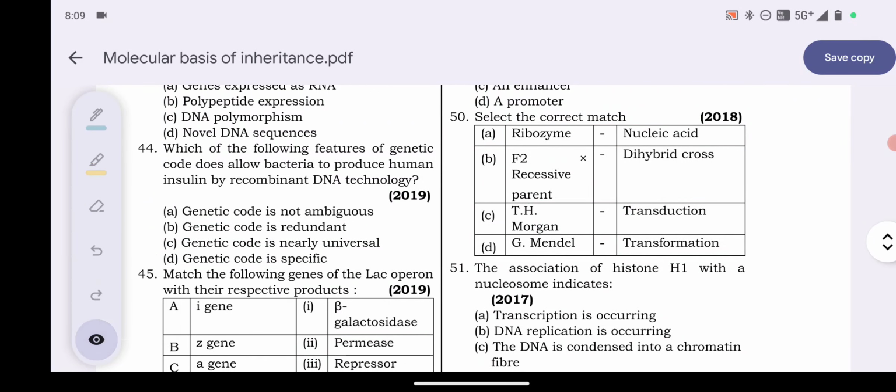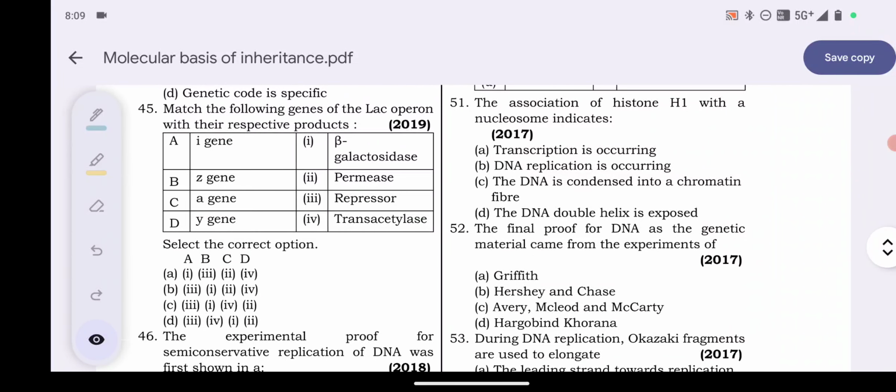51. The association of histone H1 with a nucleosome indicates: transcription is occurring, DNA replication is occurring, the DNA is condensed into a chromatin fiber, the DNA double helix is exposed. So here it indicates that the DNA is condensed into a chromatin fiber.